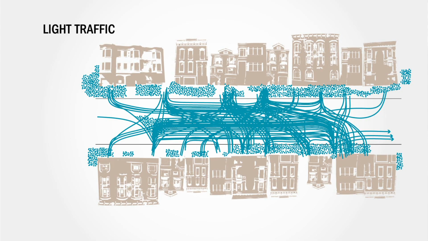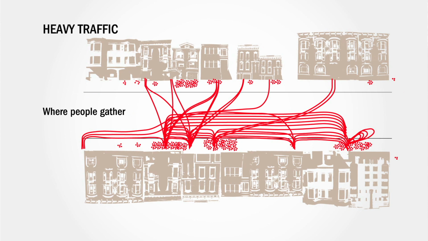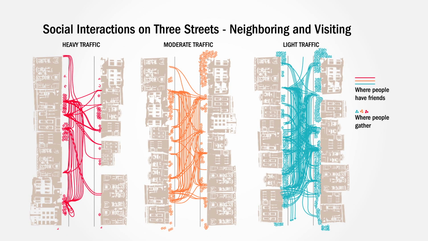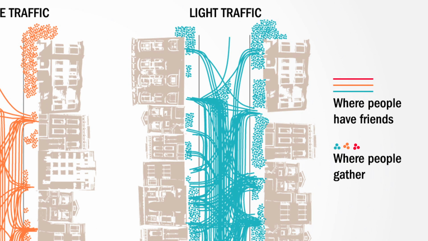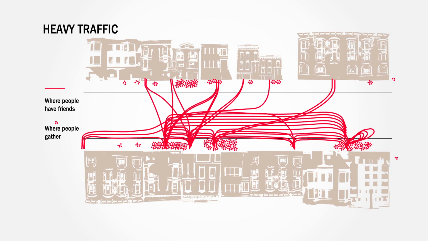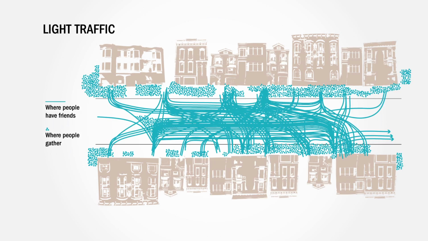A light traffic street helped knit a community together, and in contrast, a heavily trafficked street would actually rip it apart, and fewer social ties were able to be created. This chart shows the social interaction on these 3 different streets. Each line shows a connection between one person on the street and another. There are just a lot fewer lines on the heavily trafficked street as opposed to the moderate or the light traffic street, which clearly has a lot more interconnection.